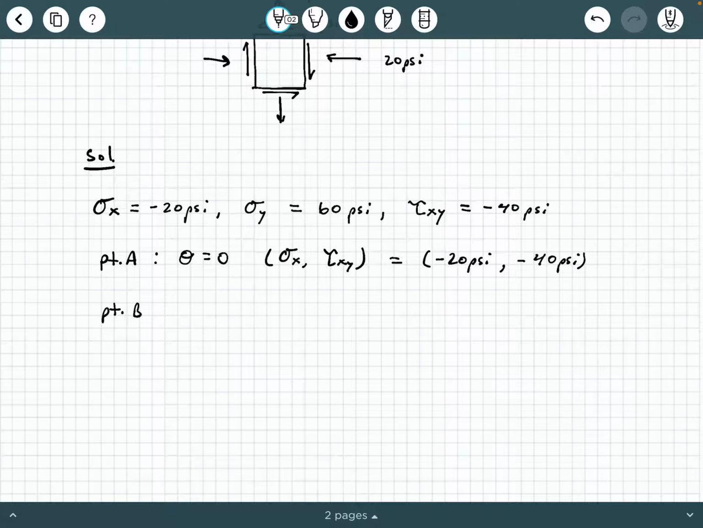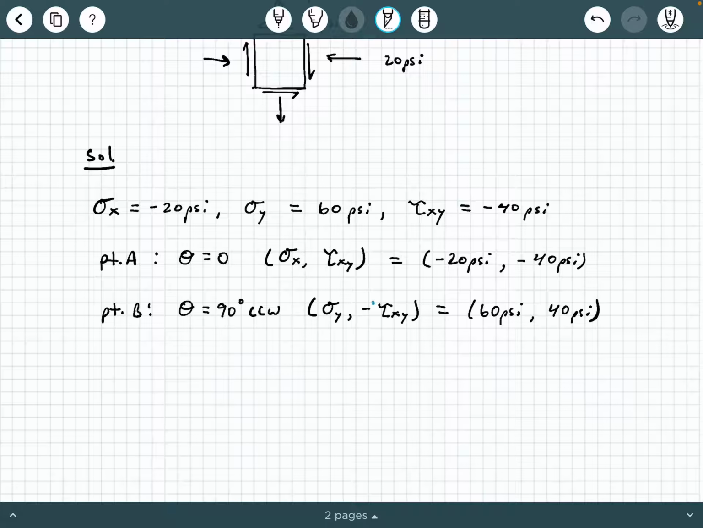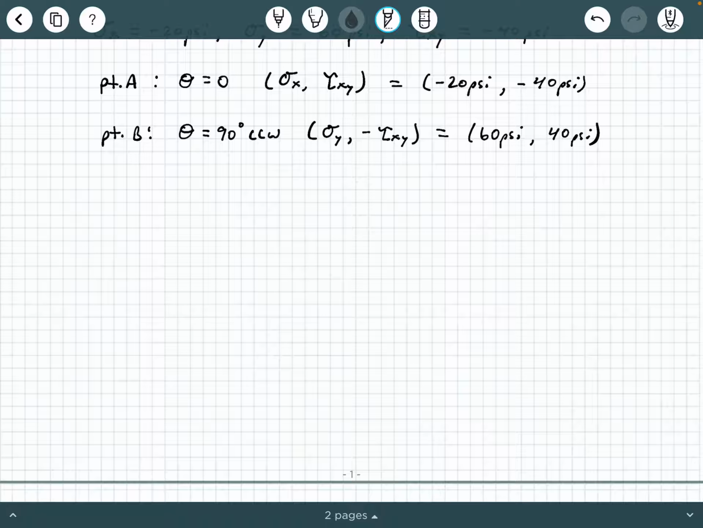Point B is going to be a point on the opposite side of the circle from point A, and that's going to correspond with an orientation angle of 90 degrees counterclockwise. And that's going to be defined by sigma y comma negative tau xy. And that will be 60 psi comma positive 40 psi, because tau xy is negative 40, so the negative times the negative gives you the positive 40 psi. So now that we have these two opposing points that are defining the diameter of the Mohr circle, we can go ahead and sketch it out.